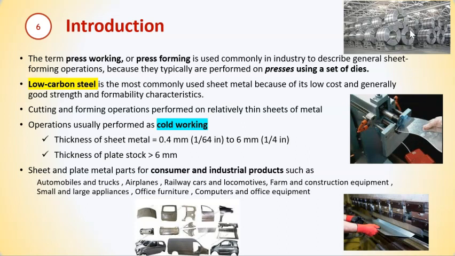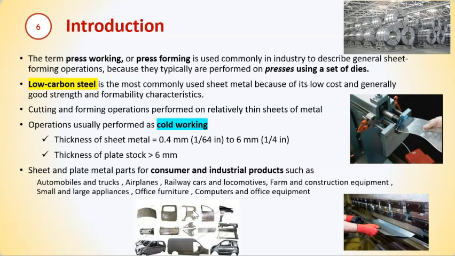The thickness of sheet metal, for example, this one is 0.4 millimeter to 6 millimeter, and the thickness of the plate, okay, like this plate stock, can be above 6 millimeter. And you need to know the parts, yeah, depending on the sheet metal process. So mostly it's for consumer and industrial products.